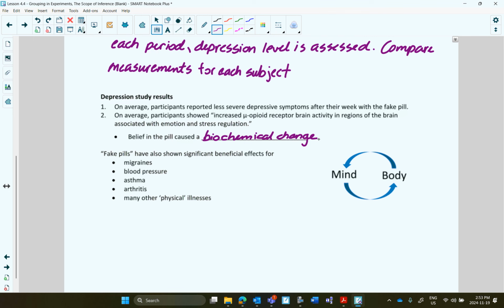No, I want to give them an actual math test. Anyway. Yes, they really do. Yeah, a lot of times it's called a sugar pill because it's got no active ingredient in it.